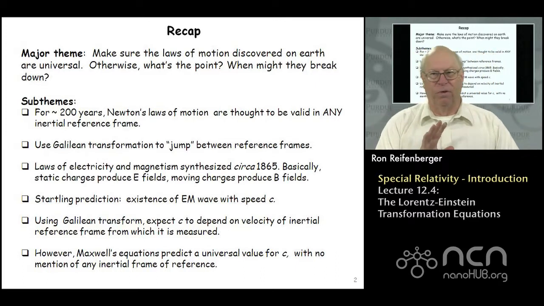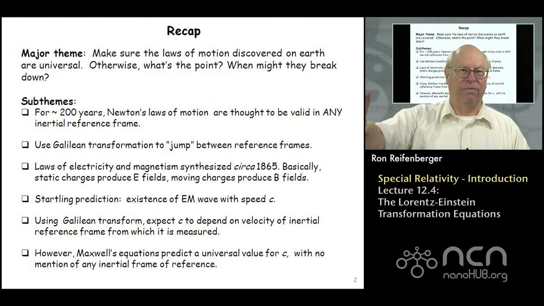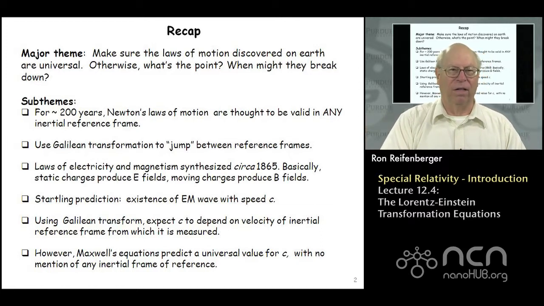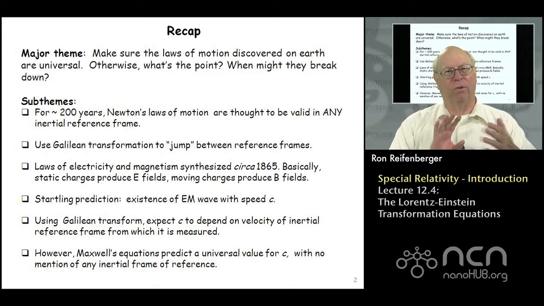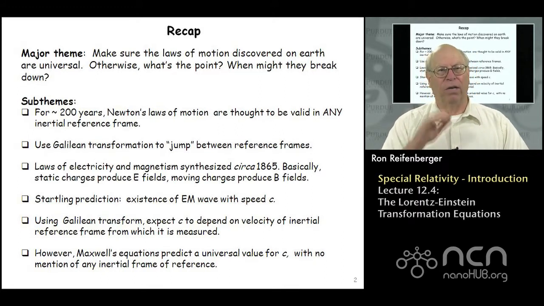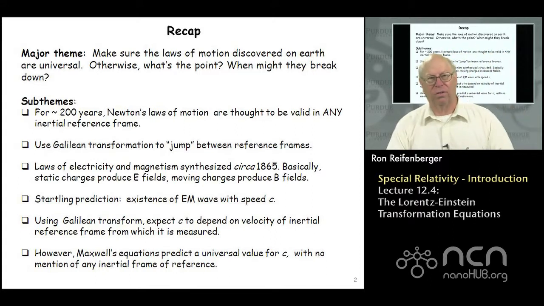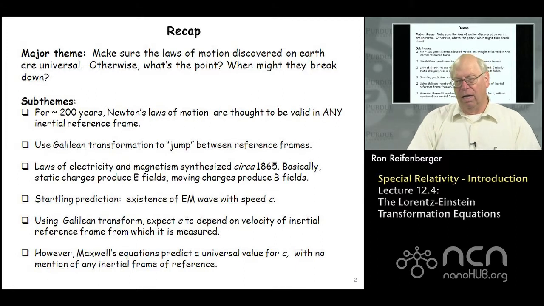So in other words, if you're moving away from a beam of light at a velocity v sub f, you would expect the speed of light to decrease by the velocity that you're moving away from that light beam. Conversely, if you're moving toward a light beam with a velocity v sub f, you would expect that the velocity of the light beam would increase by the speed of the reference frame.